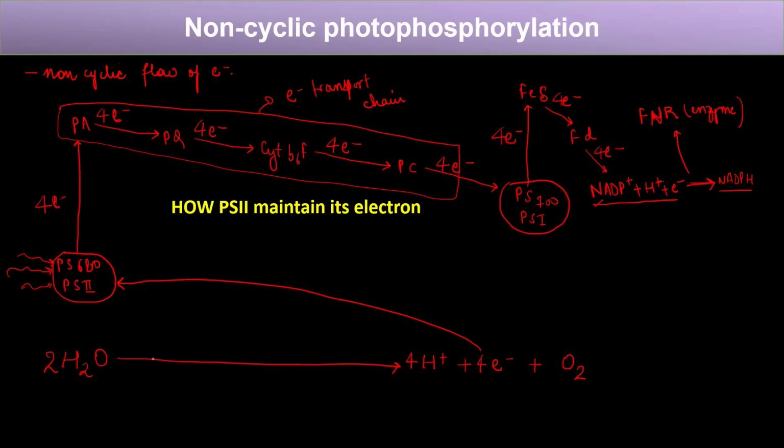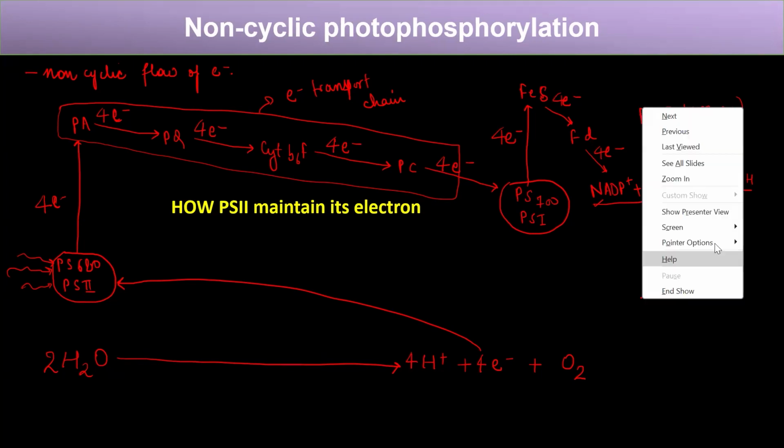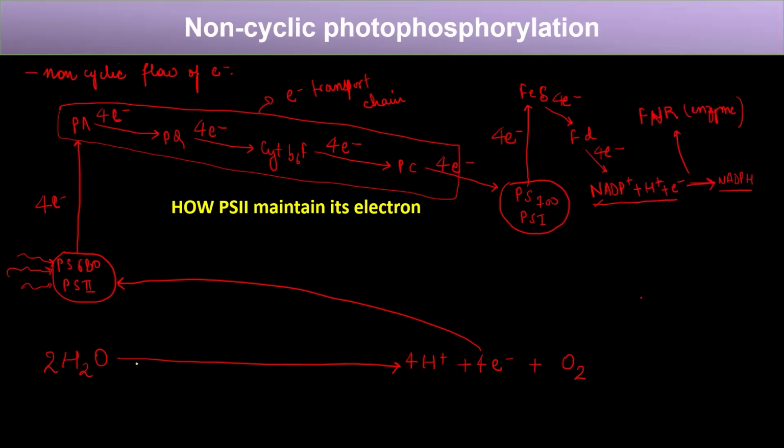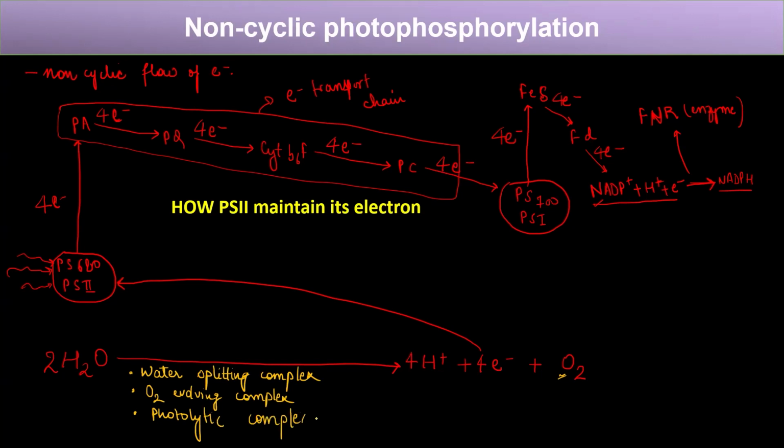Because water is splitting, there should be something that splits it, otherwise it cannot do it by itself. So which component is important for water splitting? The component that splits the water is known as the water splitting complex. The second name is oxygen evolving complex, because an oxygen molecule is formed. The third name is photolytic complex. You can call it by any of these names based on function: it splits water, evolves oxygen, and is called photolytic because the water splitting happens in the presence of light.